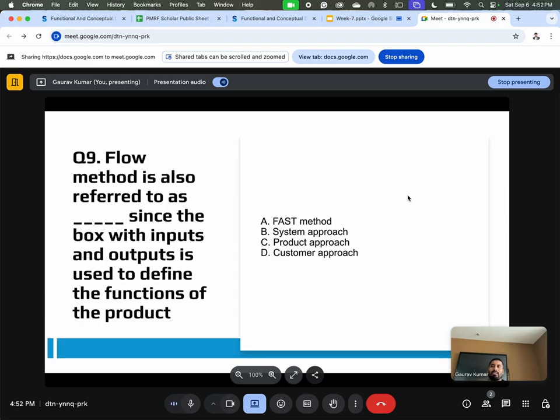Now moving to the next question. Question number 9. Flow method is also referred to as a dash since the box with input and output is used to define the functions of the product. What is the right answer? Is it FAST method, system approach, or product approach, or customer approach? What is the correct answer for this particular question? Question number 9. Okay, and I will also provide you the right answers as well as explanations.